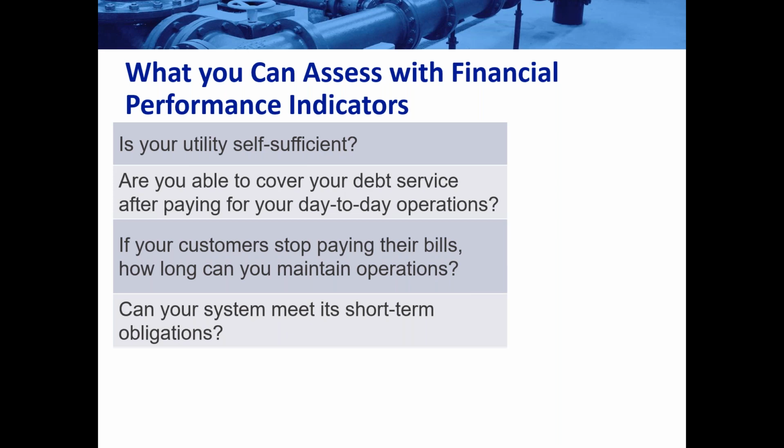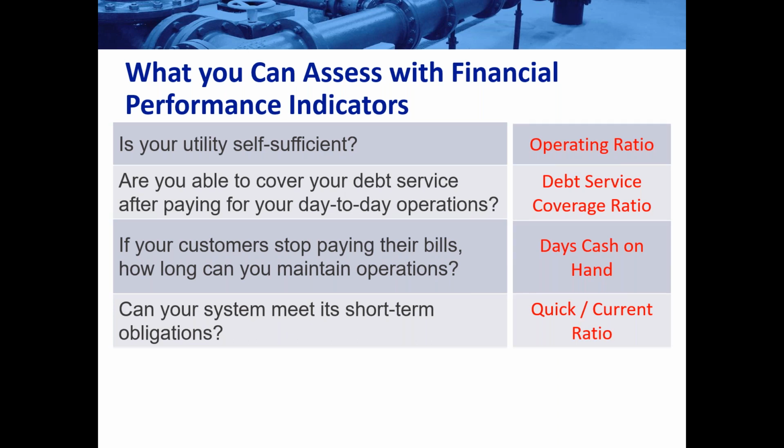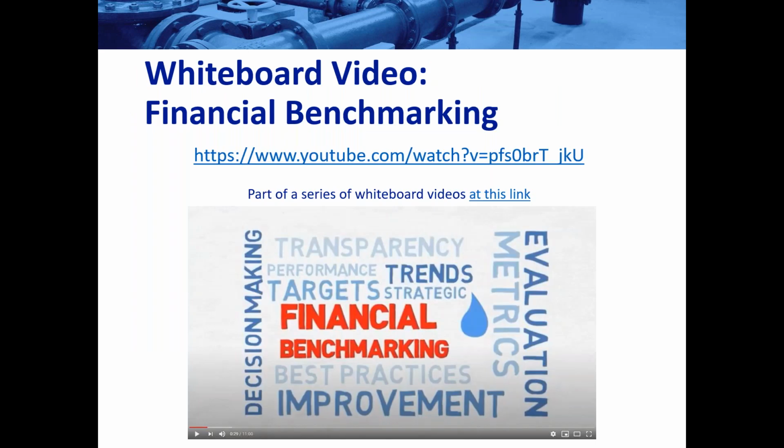And without having some kind of an indicator or some data behind all of these questions, it's really hard to assess and be able to say whether or not for sure your system is self-sufficient or can meet its short-term obligations, or how long you can continue to pay for operations. There are specific key financial performance indicators that you can calculate to answer these questions, and I'm showing them here on the screen. So I'll talk about each one of these in the next few slides. So there's operating ratios, debt service coverage ratio, days cash on hand, and then either quick or current ratio. And I'll talk about how you calculate all those.